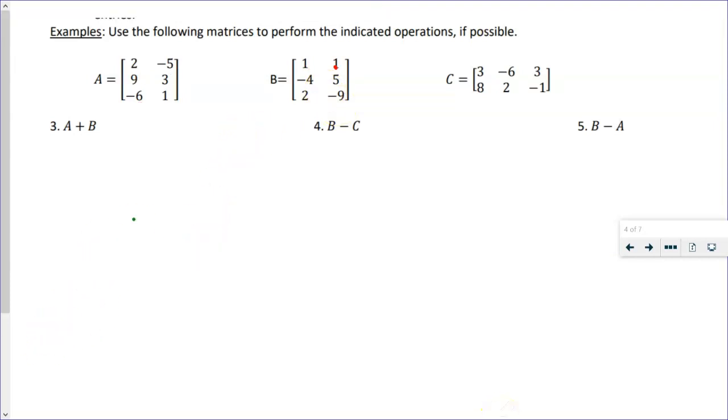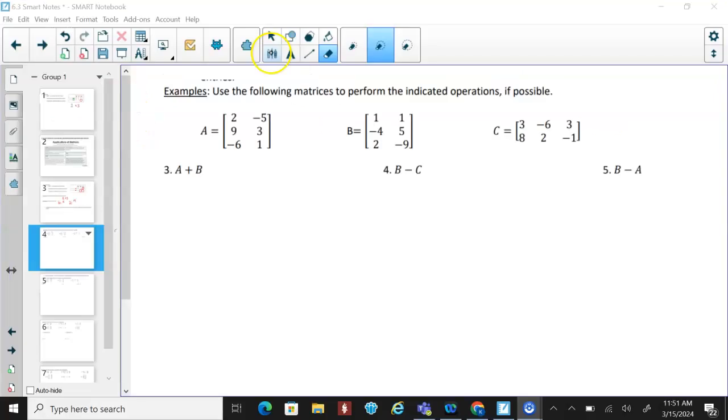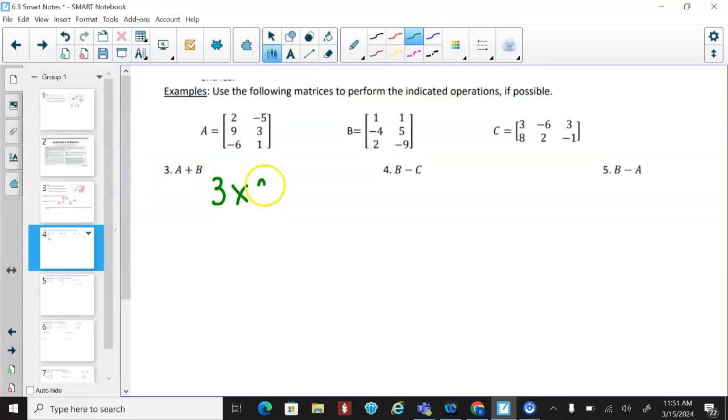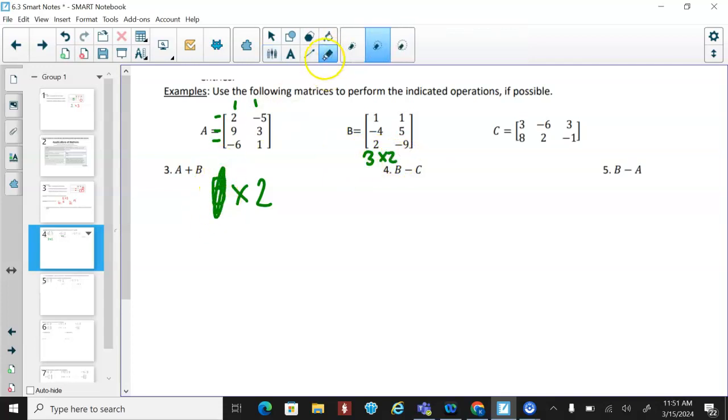All right, so looking at matrix A, it is 3 by 2. Okay, so you got 1, 2, 3 rows by 2 columns. Okay, and then B is also 3 by 2. So we are good to go. We can add both of these matrices together because they have the same shape.